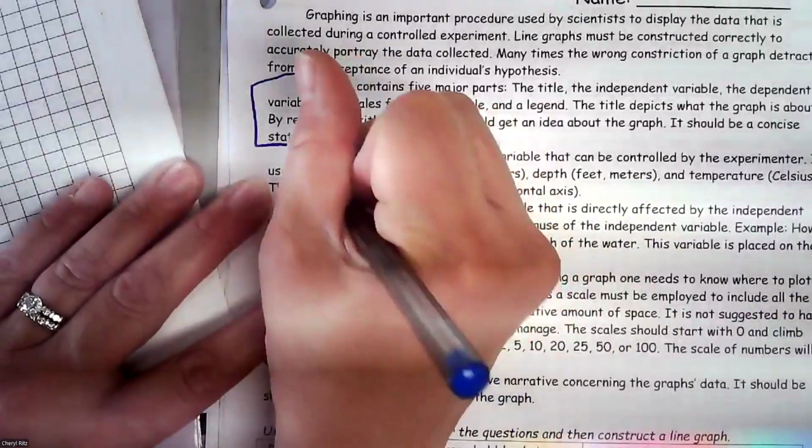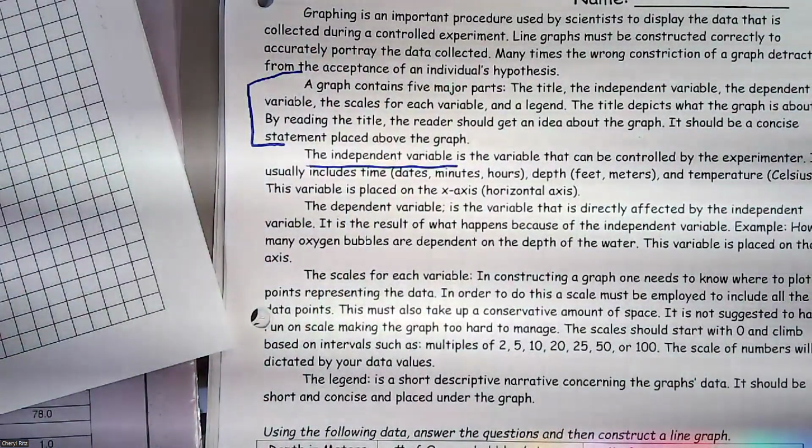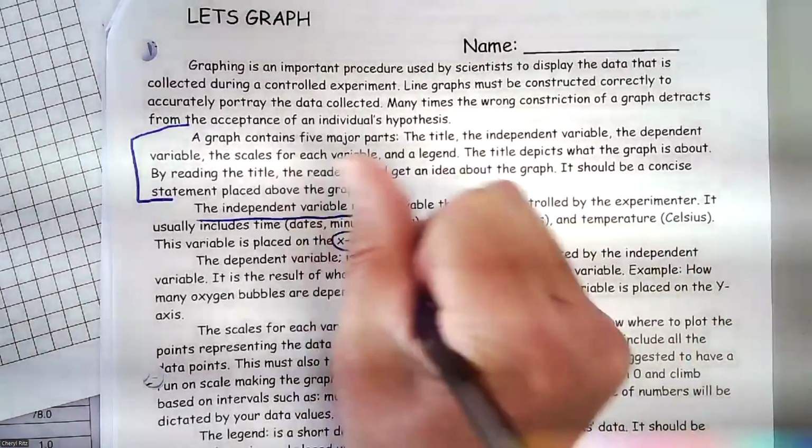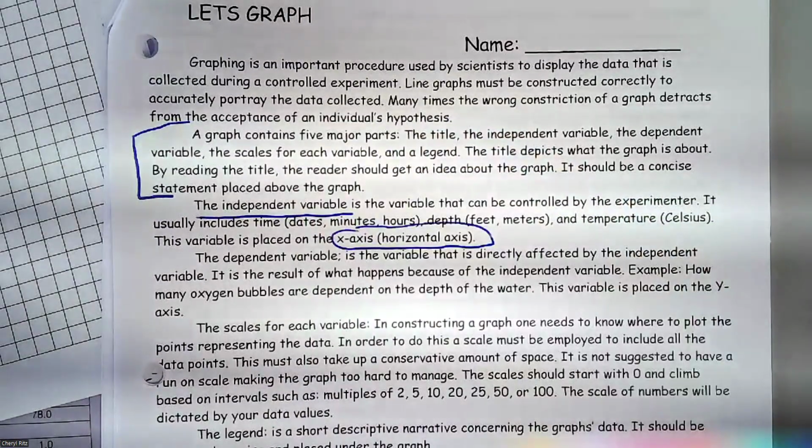It is always the independent variable, which is the one that is controlled by the experimenter. It usually includes time, dates, hours, minutes, depth in feet or meters, or temperature in Celsius, and it is always placed on the X-axis. The independent always goes on the X-axis. So the one that you can control goes on the X-axis. One thing I get every year is that time goes on the X-axis. Guys, how do you control time? Because last time I checked, that clock ticks the same speed, no matter how fast or slow I want it to go. So how can you control time?